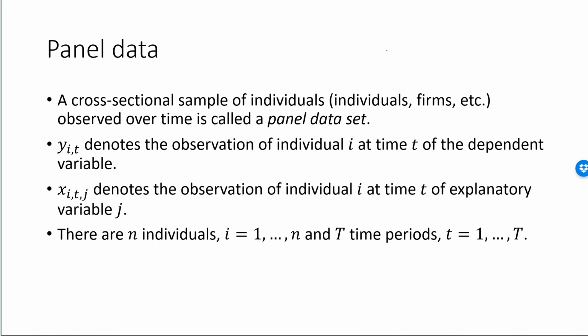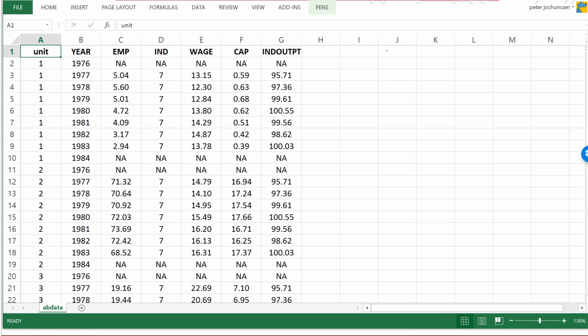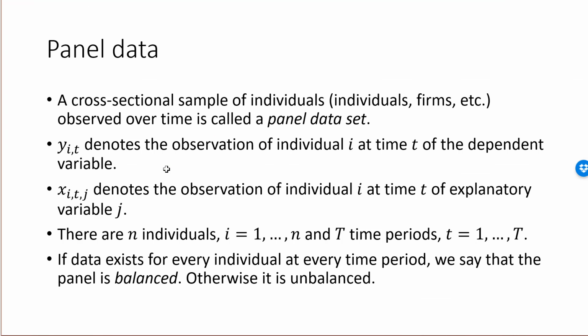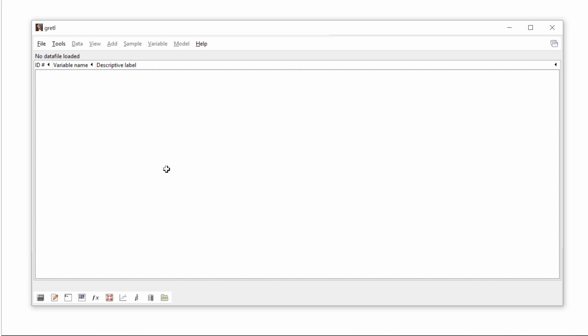A final point to note, it's very common when we deal with panel data to have these types of NA marks. That is, we have no information about the second firm in 1976. If you have observations for all cross-sectional units over all time periods, then we say that we're dealing with a balanced panel. If you are missing some data, then we say that the panel is unbalanced.